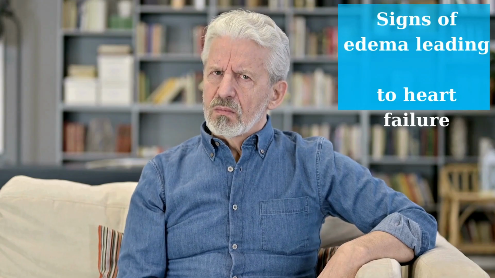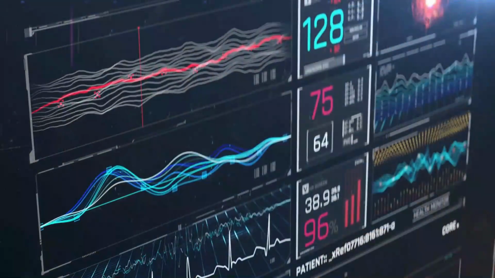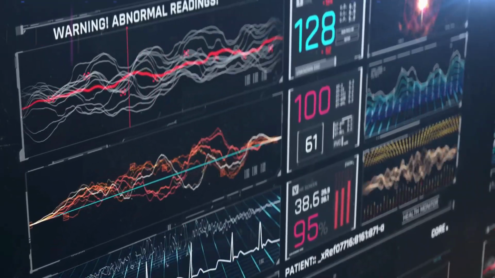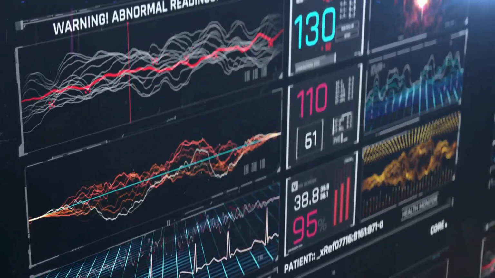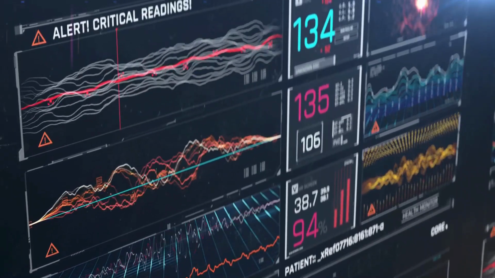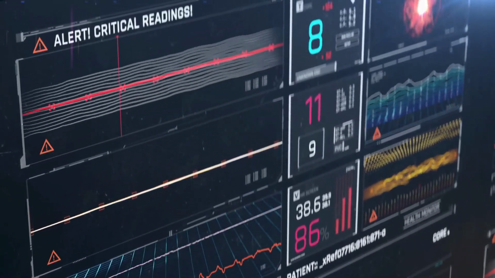Peripheral edema. Edema in the legs, ankles and feet is a symptom of right heart failure. When the right heart cannot pump enough blood, fluid can accumulate in the peripheral tissues. Rapid weight gain. Rapid weight gain may be due to fluid buildup in the body, a sign of heart failure.